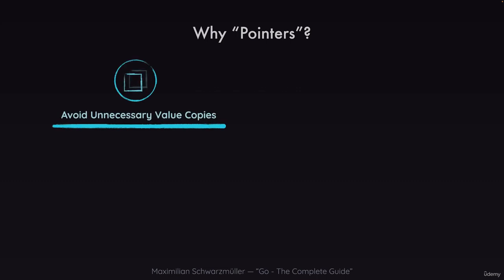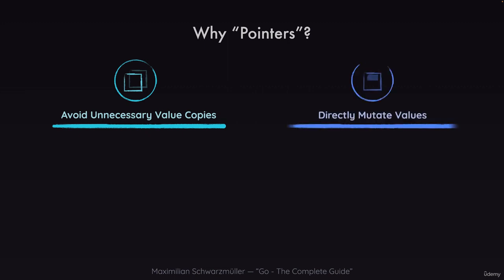And you might, of course, now wonder why you would use this feature, what the advantage of pointers is. There are probably two main advantages of using pointers in Go, at least in certain situations. The first potential advantage is that when working with pointers, you can avoid unnecessary value copies. And the second advantage I want to emphasize here is that you can use pointers to directly mutate values. But what exactly do I mean with these advantages? Well, let's start with the first one, avoiding unnecessary value copies.